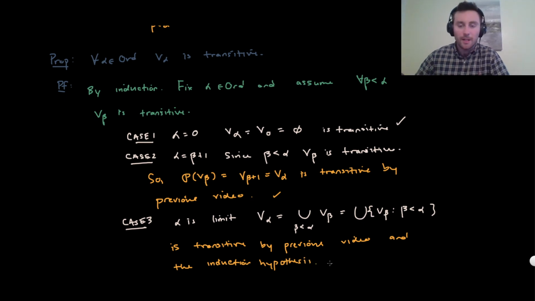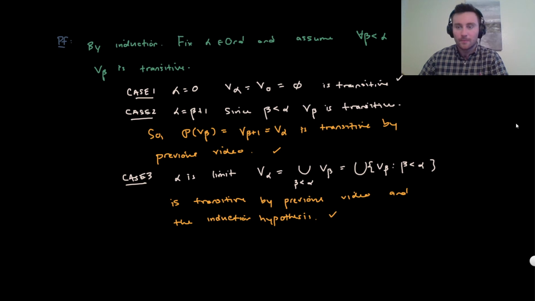But then we're good, right? We fixed some ordinal and argued that, well, we assume that it's true for everything less than it. And we argued that it was therefore true for V alpha. So by transfinite induction, it's true for all ordinals. So the conclusion follows. Okay, cool. So that's kind of nice.